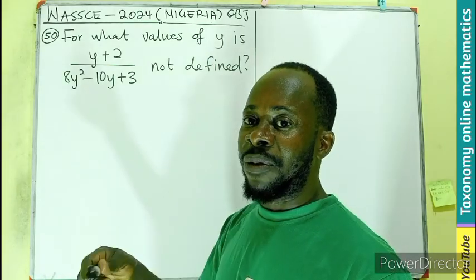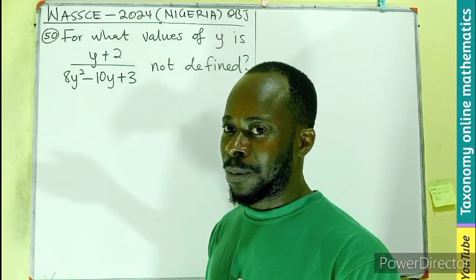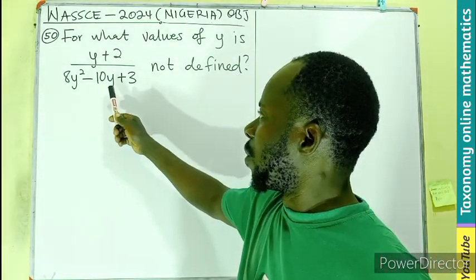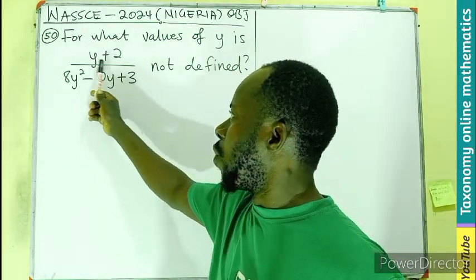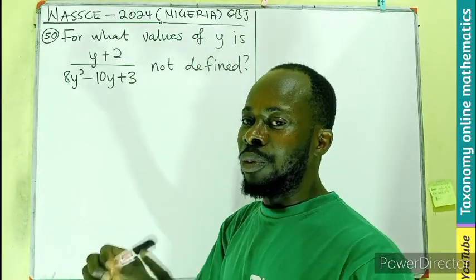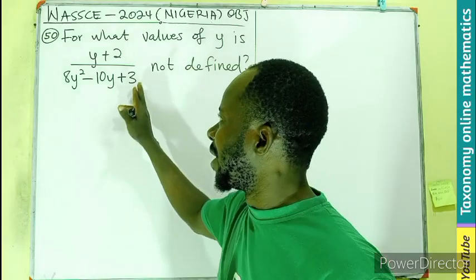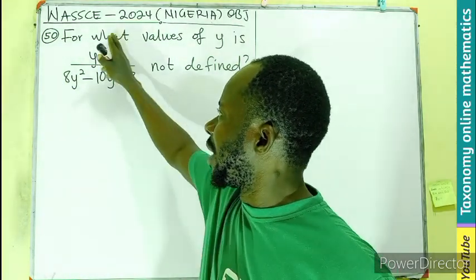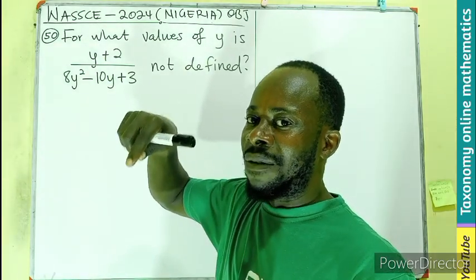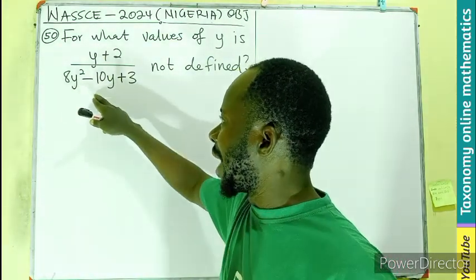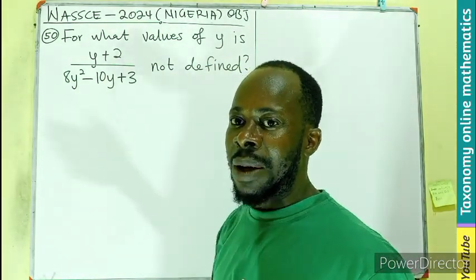We know for an algebraic fraction to be undefined, it means the denominator is 0. Meaning there is a particular value or values of y which make the whole expression in the denominator 0. So the moment that value is placed in, the whole of this becomes 0, making the whole fraction undefined. So to find that particular value, we set the denominator equal to 0 and find the value which makes this fraction undefined.